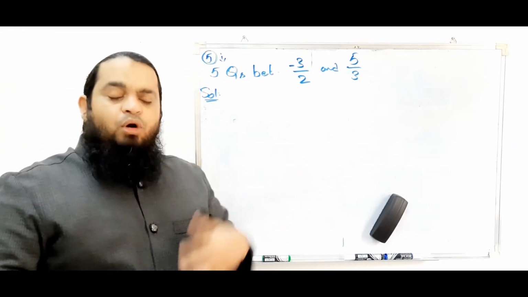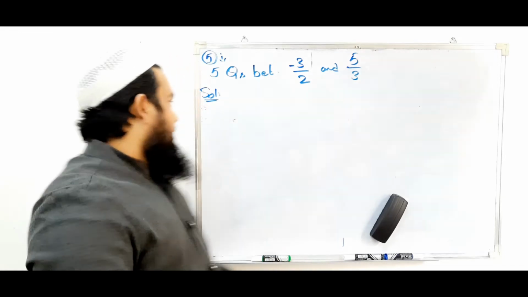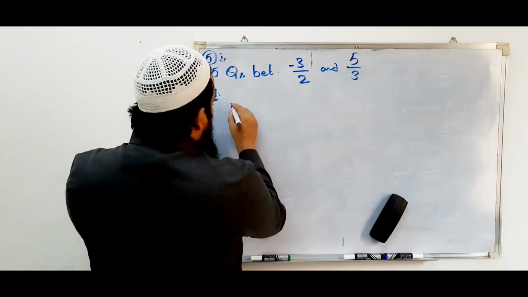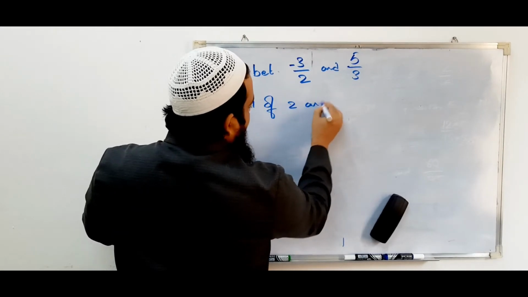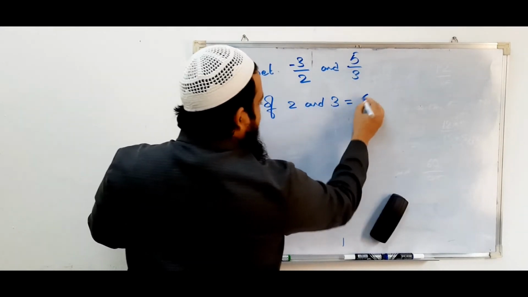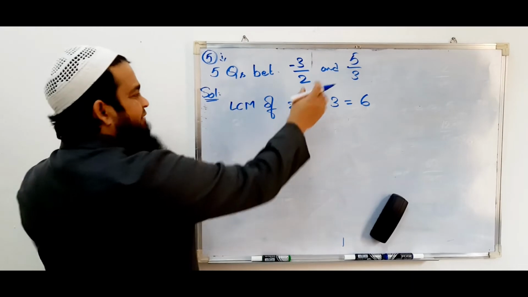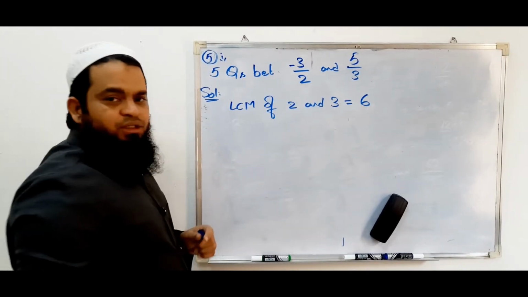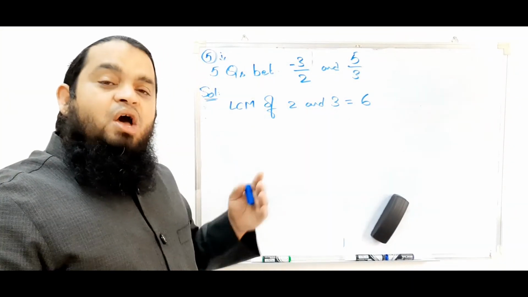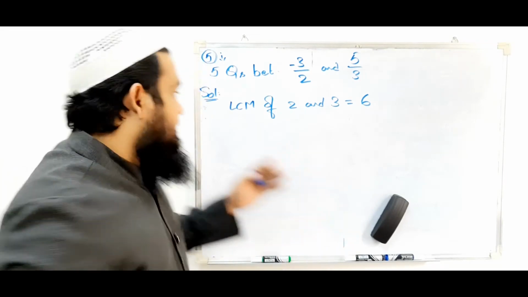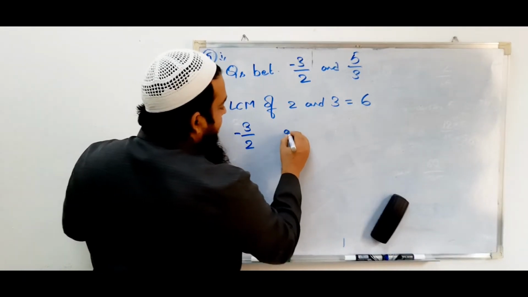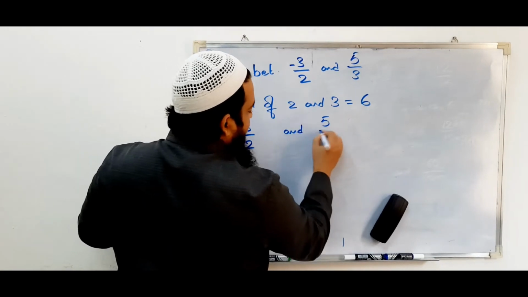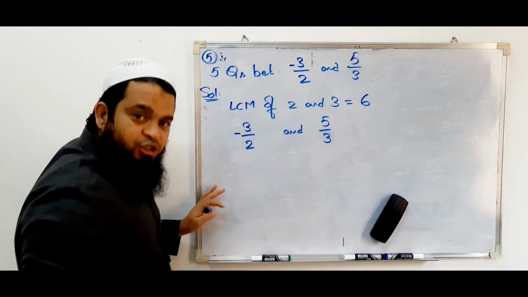So directly what is the LCM? You multiply the denominators. So LCM of 2 and 3 equals 6. So you have to find the equivalent fractions of the given rational numbers with denominator 6. So let us go. Minus 3 by 2 and 5 by 3. Okay, denominator should be 6.